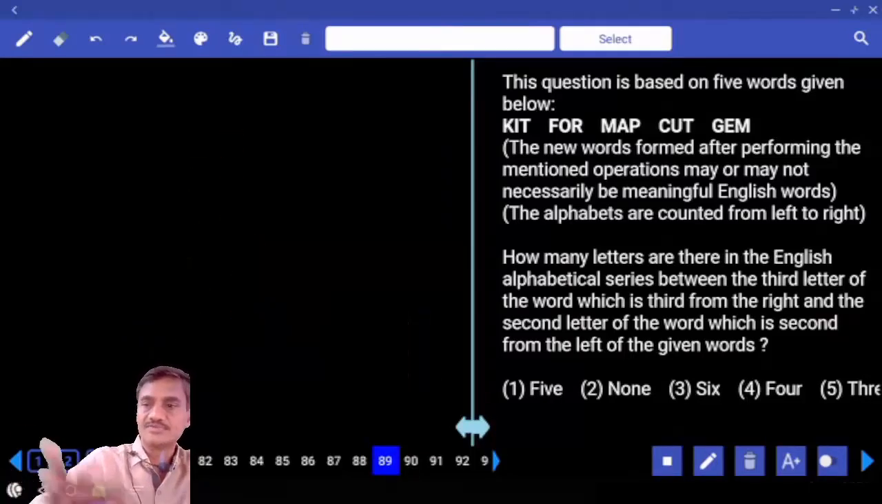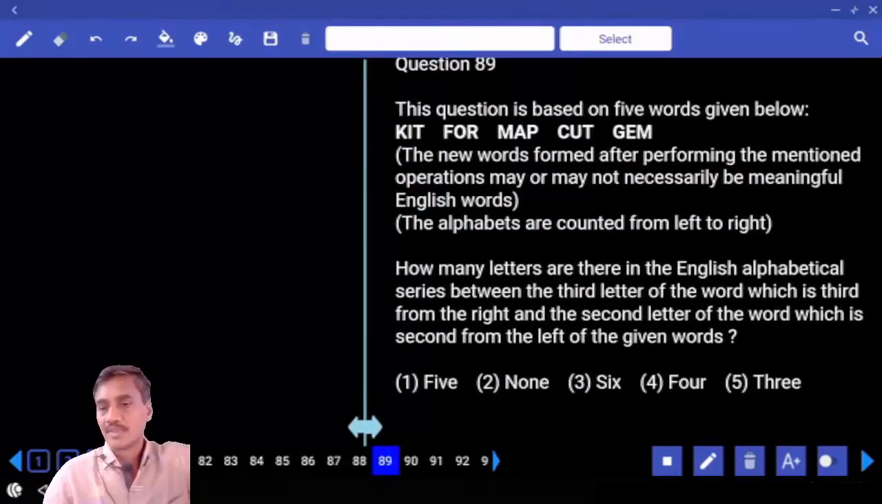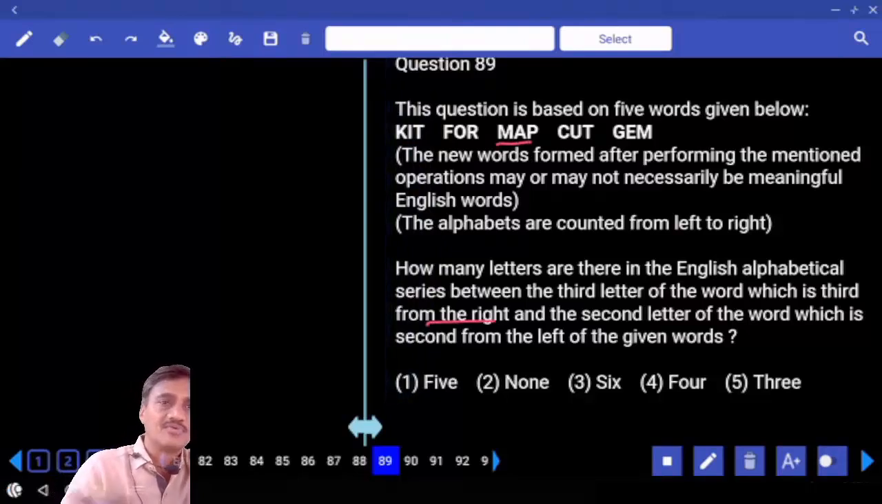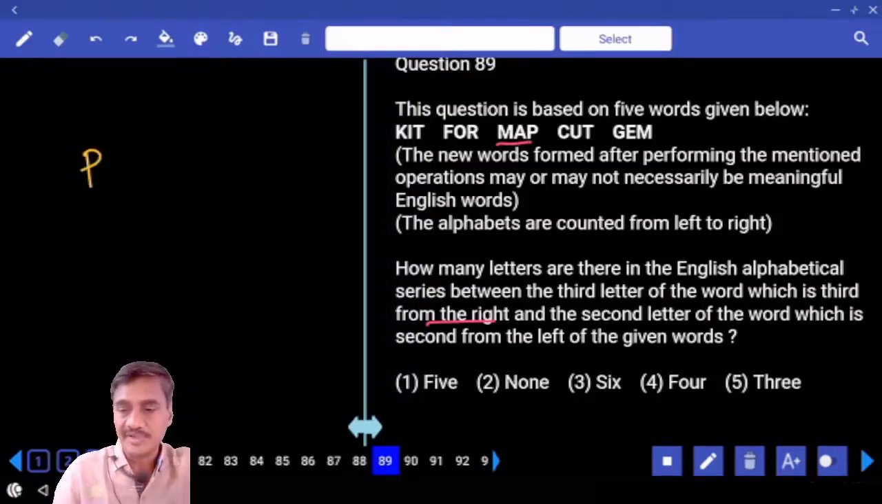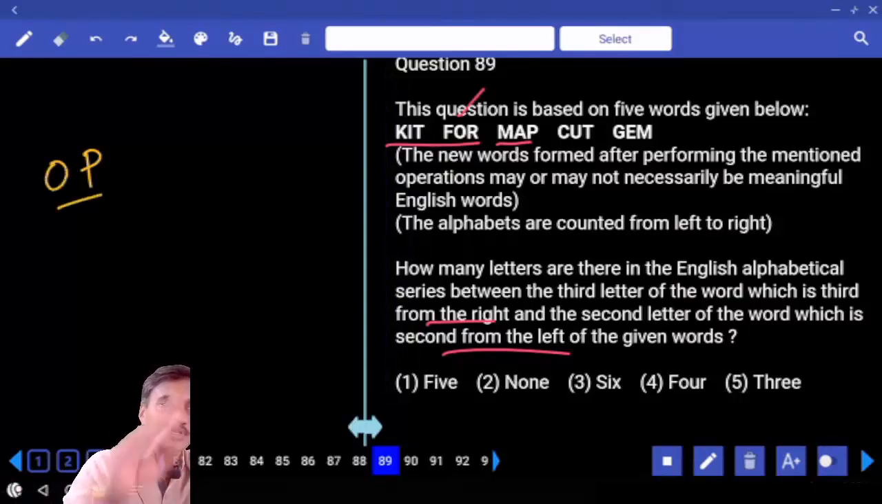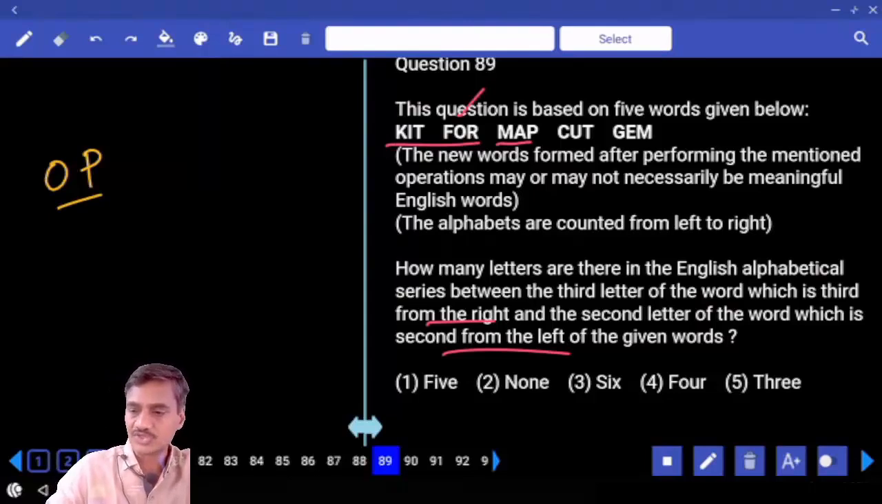Then 89 onwards, 89 to 92. Now in this, how many letters are there in the English alphabetical series between the third letter of the word which is third from the right, MAP? What is the third letter? We have P. Between P and the second letter of the word which is second from the left, FUR. What is the second letter? O. Now between O and P, in the English alphabet, how many letters do we have? None, that is choice 2.